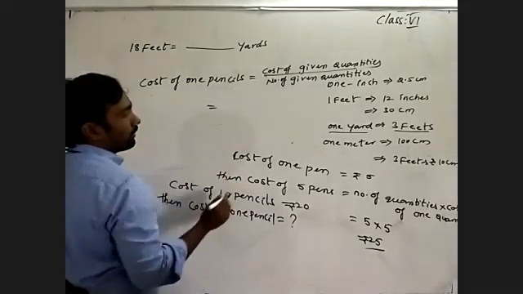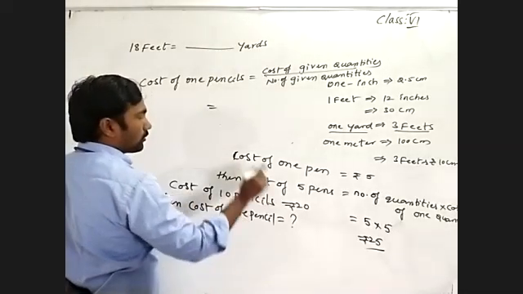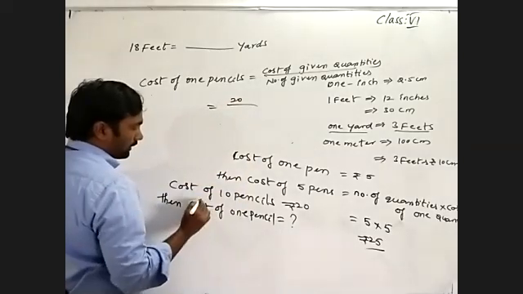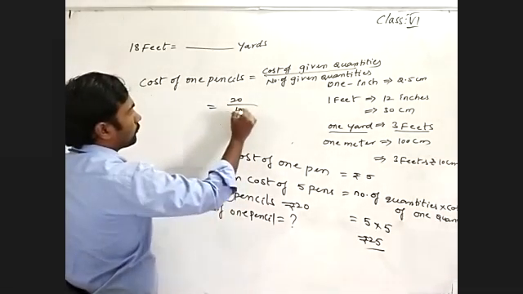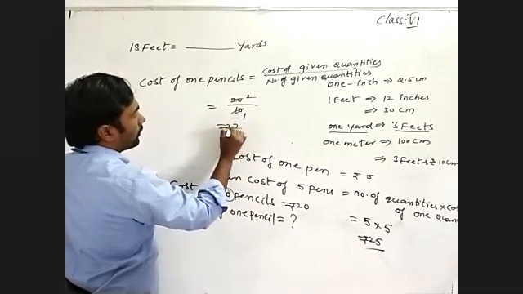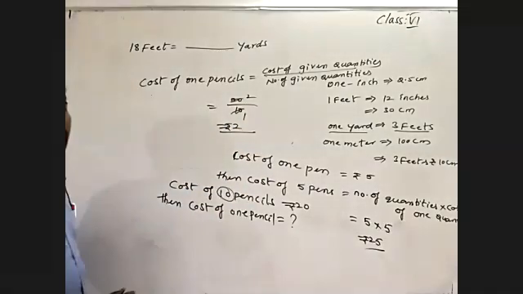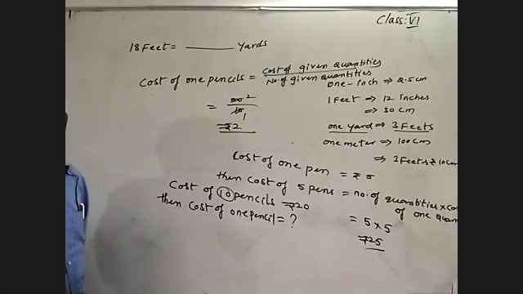So cost of given quantities, what is that? 10 pencils cost is 20. Number of quantities, how much? 10. So 10 ones are 2, so how much is each pencil? 2 rupees. Each pencil is 2 rupees. Do you understand how we solved that?